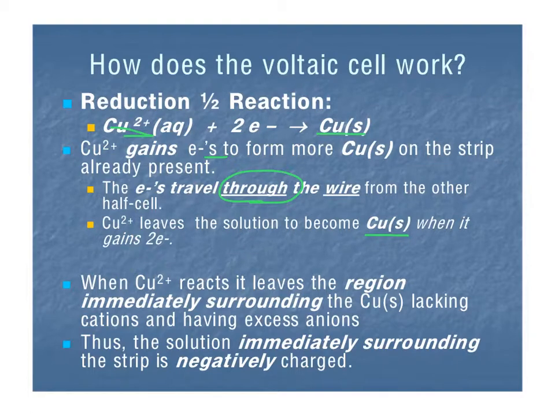So then, there is a lack of cations because the copper ions are being reduced. So in that area, there's excess anions. There's excess negative charge. To overcome that, the excess positive ions, in this case potassium ions, in the salt bridge, are being drawn towards the positive cathode in order to balance out the charges.